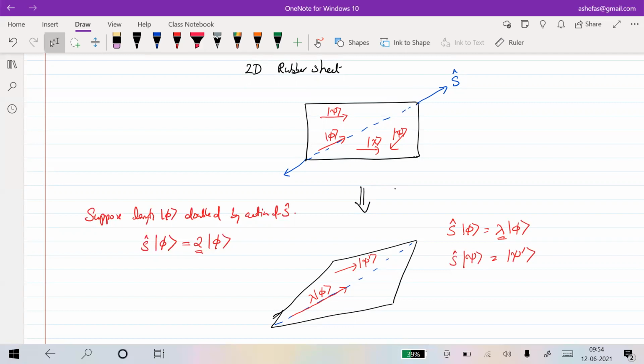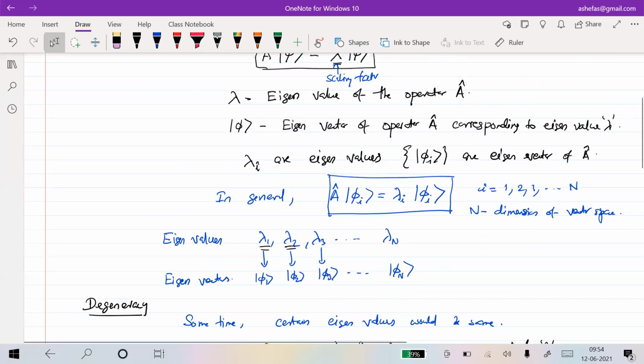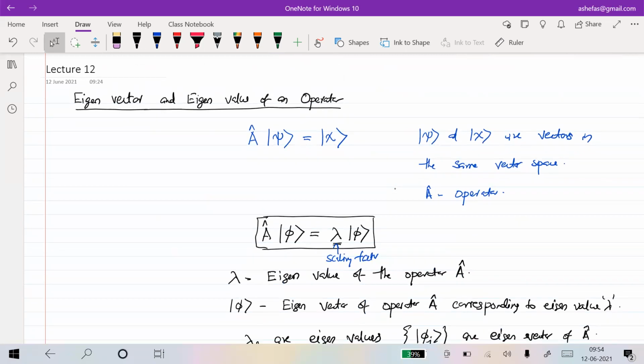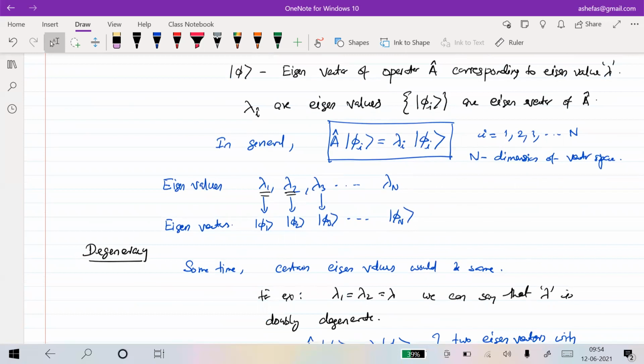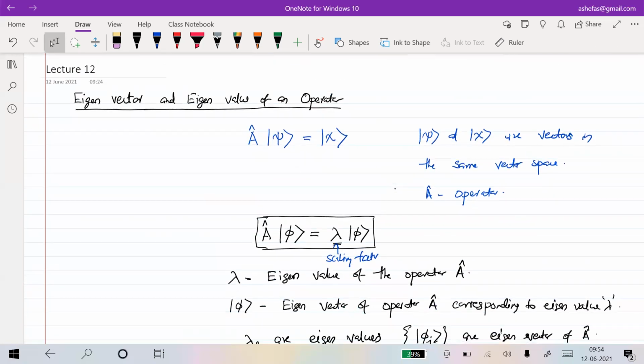I have used this particular example just to convey this idea, but it should not be used for the complete visualization, because it will fail when you go to a general n-dimensional vector space. So that's all about the eigenvectors and eigenvalues, and we also introduced what is meant by degeneracy of eigenvalues.